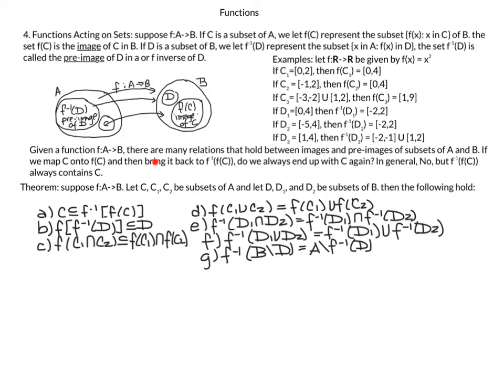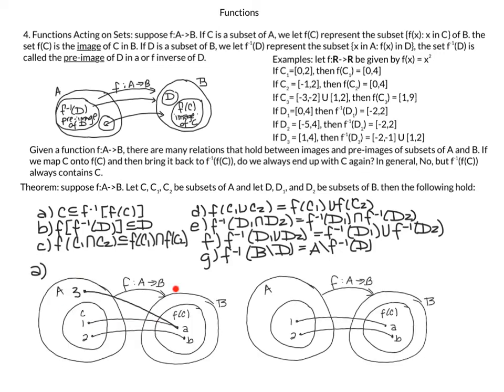To expand on the idea that we had talked about here, there's this theorem. Let f be a mapping from A to B, let C, C1, and C2 be subsets of A, and let D, D1, and D2 be subsets of B. Then the following hold. Part A is exactly the situation we were talking about before, and this here is the picture we looked at for part A.